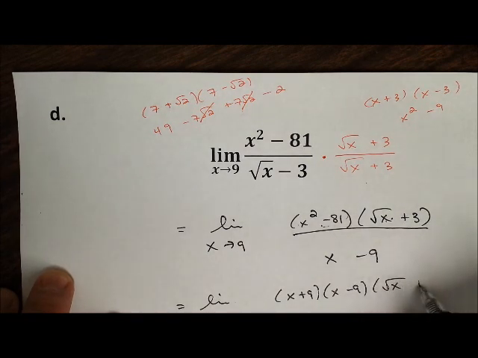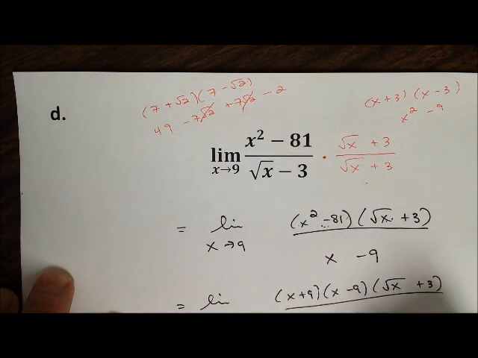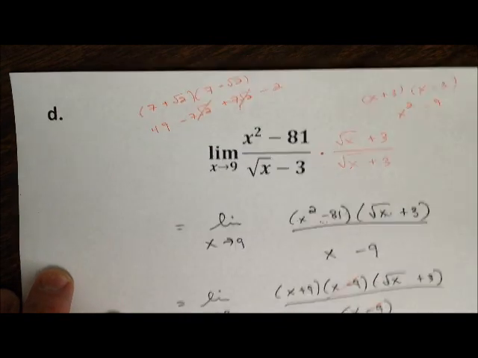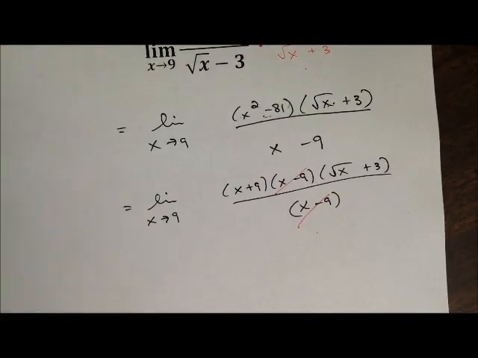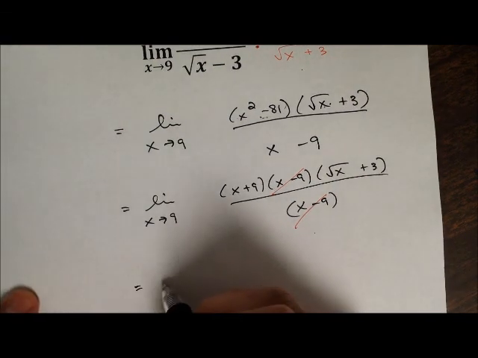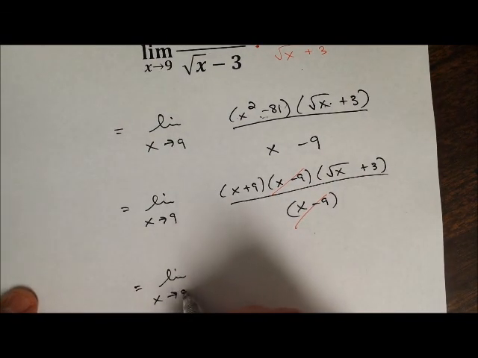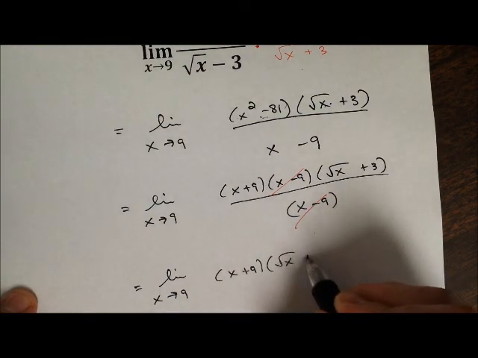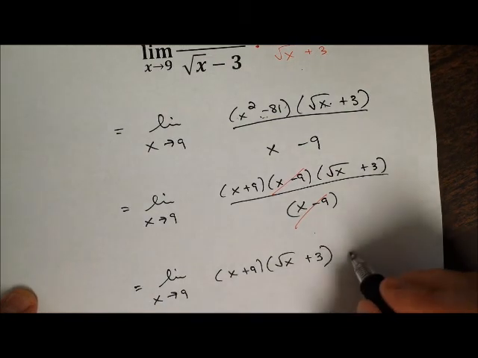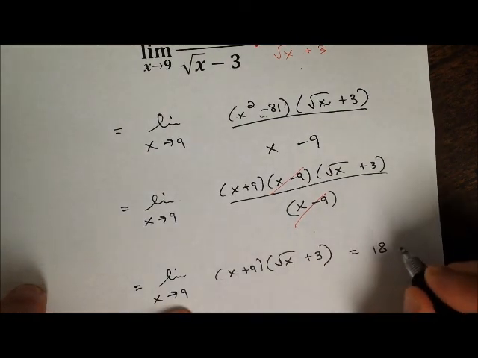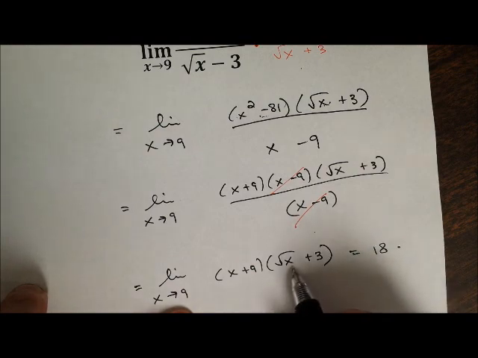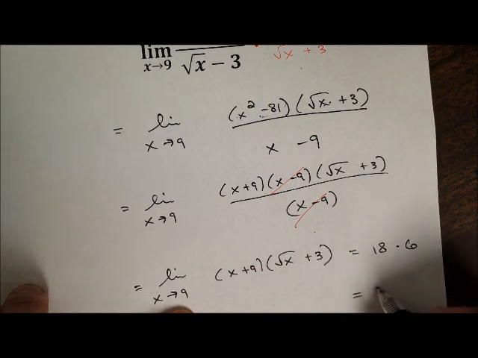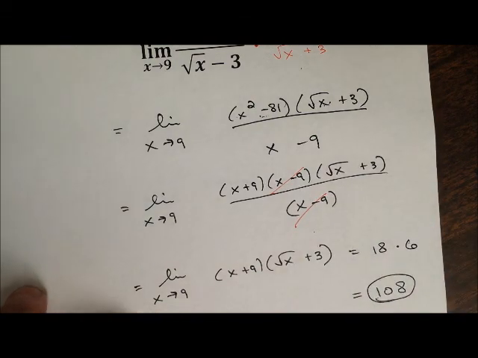We still have this radical x plus 3, and it's being divided by x minus 9. So those cancel. Now let's take a look at evaluating our limit. We have the quantity x plus 9 and radical x plus 3. If we plug in a 9 here, we get 18 times 6, which is 60 plus 48, which is 108, and that is our limit. So there's using the conjugate.